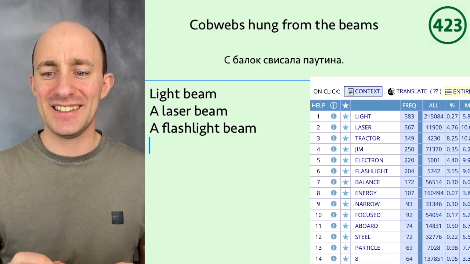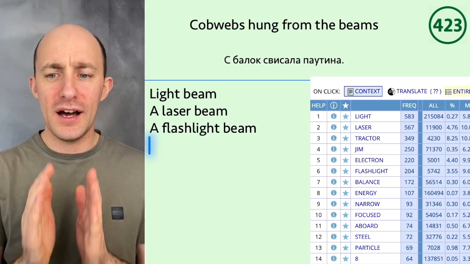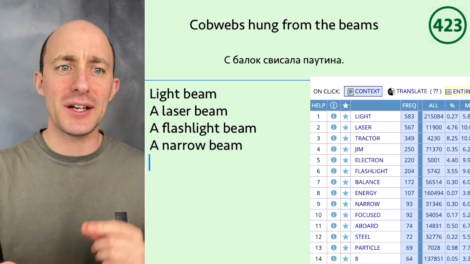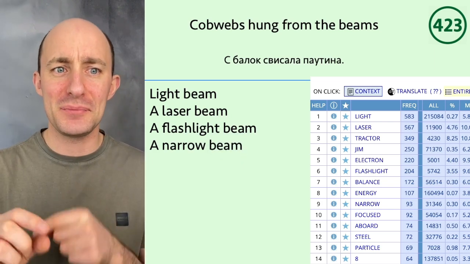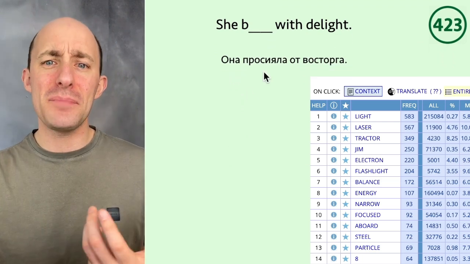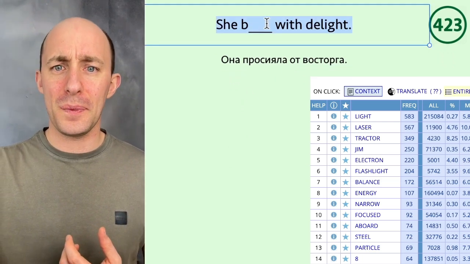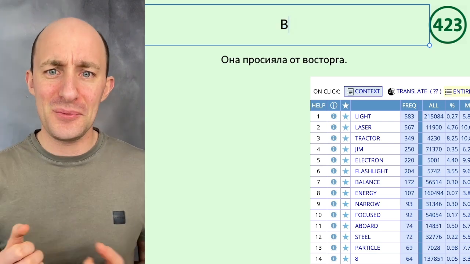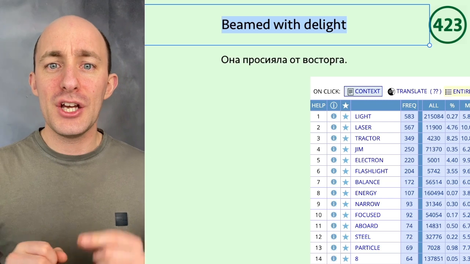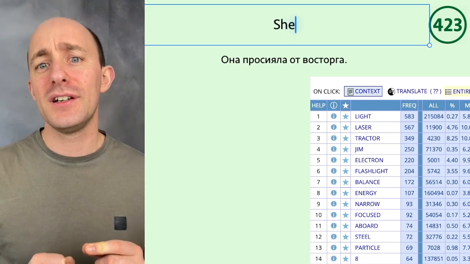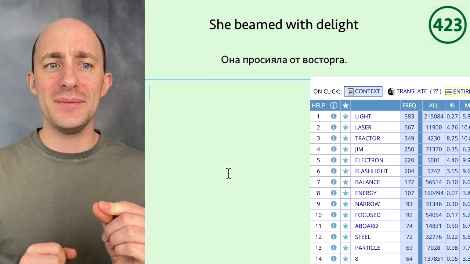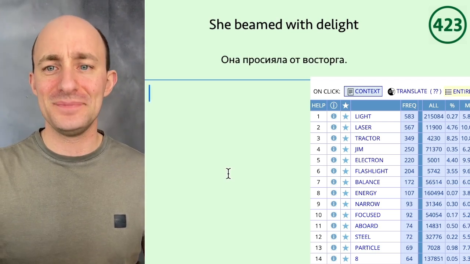Straight. A narrow beam. If it's narrow. So beams, they're not only wooden, they can also be light. And there's also the verb to beam. Она просияла от восторга. She beamed with delight. Let's try again. She beamed with delight. There we go. Beamed. Просияла.